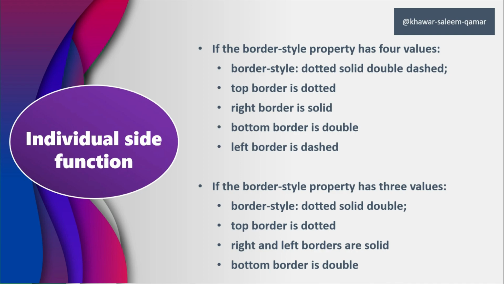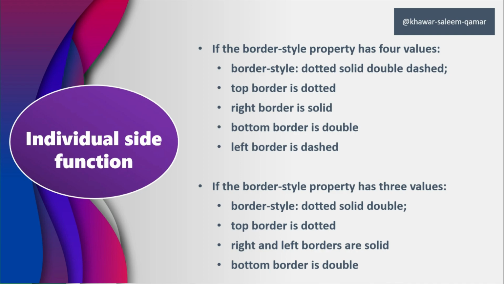So if there are 4 values written as the value of the border style property, then the first value would be for the top border, the second value for the right border, the third one for the bottom border, and the fourth one for the left border. Which means, starting from the top, we have to give the style of each individual border in clockwise order: top, right, bottom and left.